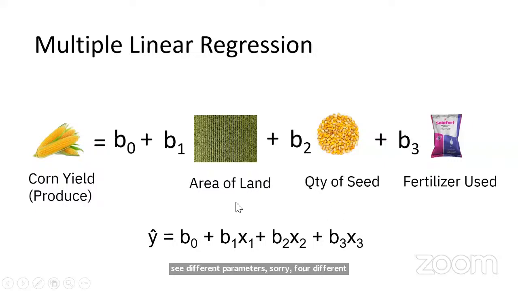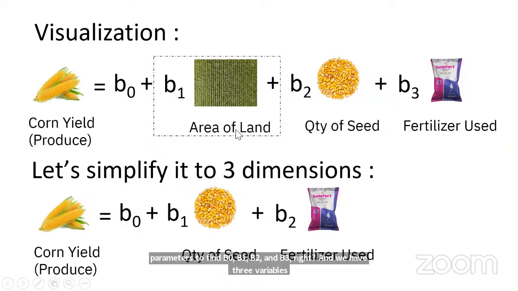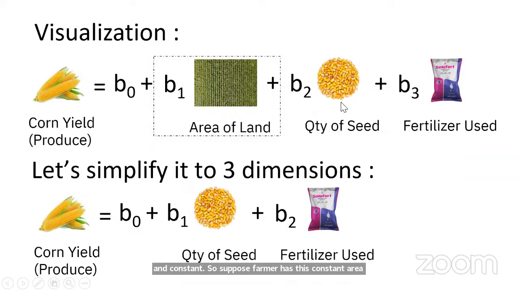And we have 3 variables. Let's make this case a little constant. Suppose the farmer has this constant area of land where he can sow, and he has only 2 variables that the data depends on. That means the quantity of seed and the fertilizer used.